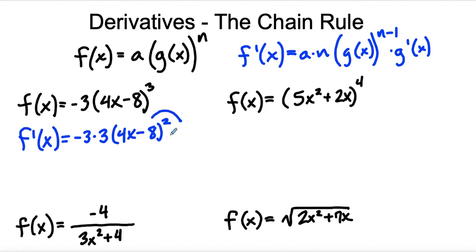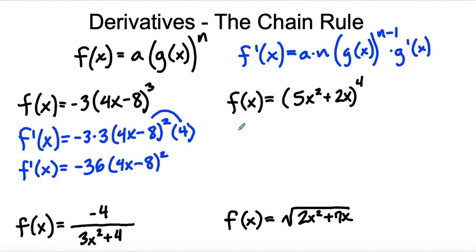Now remember, the last part that we do is we take the derivative of the inside part, which, if I look at the derivative of 4x minus 8, would just be 4. And then one more step here, we've got to simplify. We've got negative 3 times 3, which is negative 9, and I'm also going to multiply it by 4 so that I can write negative 36 times 4x minus 8 to the second power. And now we've done the chain rule on this problem. Okay, let's go on to the next one.